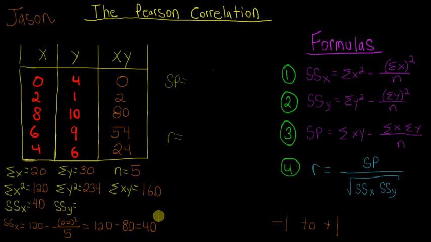And I'll do the same thing for y now. SSY, we're going to start off with the sum of y squared, which we already calculated, 234, minus, on top we're going to put the sum of y, and we're going to square that over n, which is 5. I'm just going to do this in one step here on my calculator. 234 minus 180, so we're going to get 54.